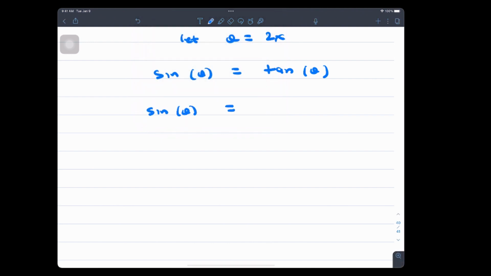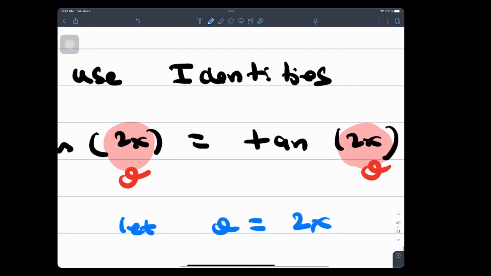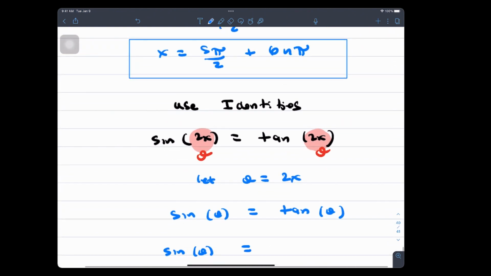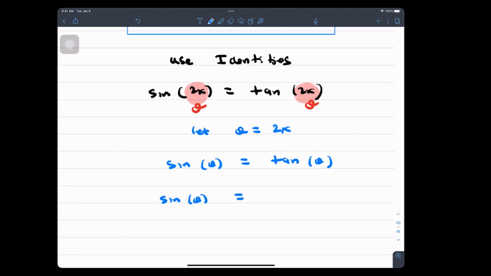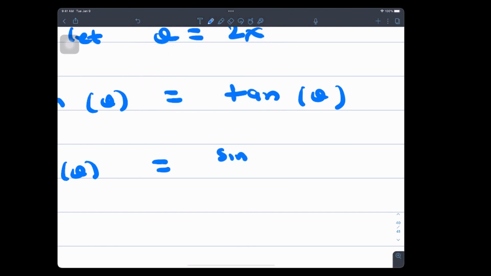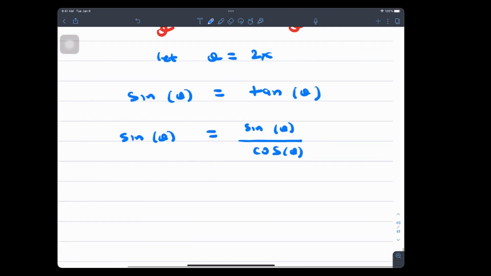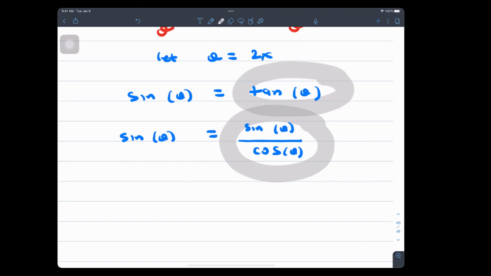So you might say, Mr. Judge, if they say use identities, how do we use identities here? Is there any identity you guys know we can use? You know anything about tangent? Can I write tangent as sine over cosine? Do you guys know some of your identities here? So for some of these, yes, we can start to use some of our identities. All I did was replace tangent with sine over cosine, because that's an identity.